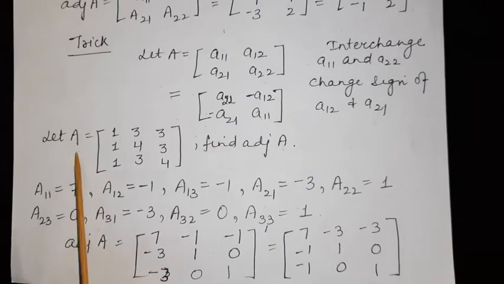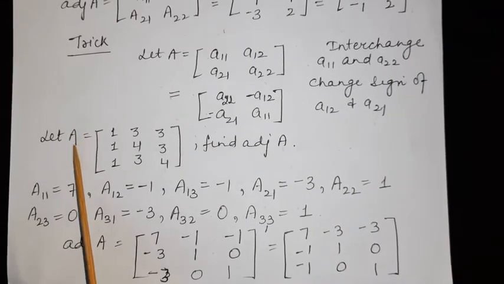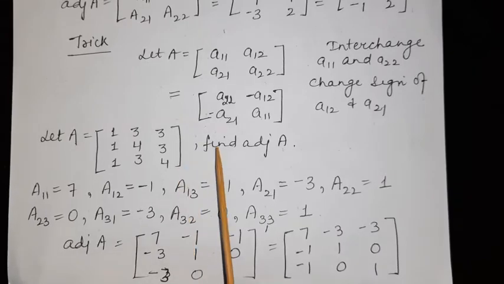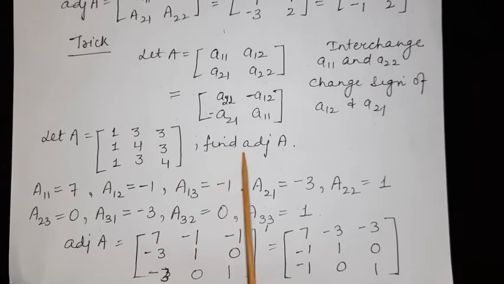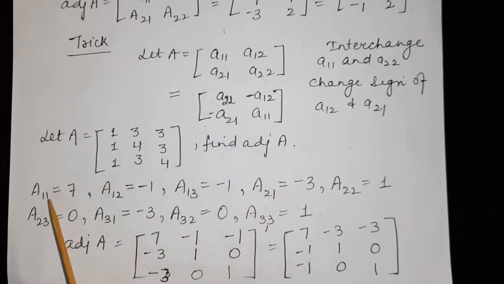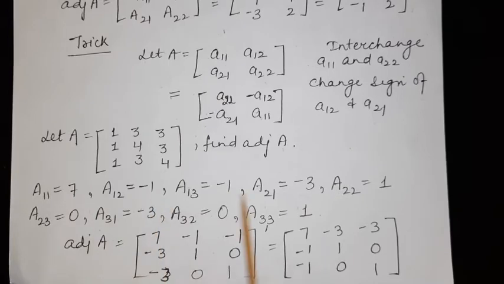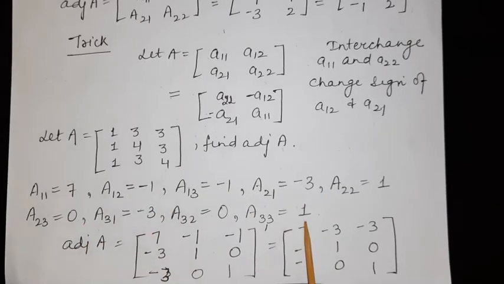Now let's see one more example. Now we have taken matrix A where the order of matrix A is 3 this time, and the question is the same: find adjoint of A. Here all the cofactors are written, so we can only check 1 or 2, and the rest of you can solve and match your answers.